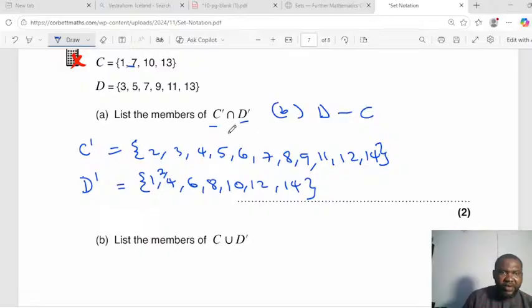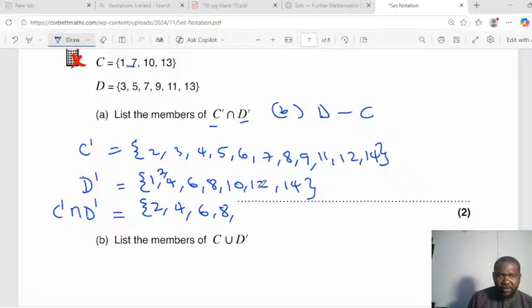The question says we should find C complement intersection D complement. So we want to find what is common between C complement and D complement. So this is what you are going to do. Intersection means what is common. So the first number I can see that is common, 2 is common, 4 is common, 6 is common, 8 is common, 12 is common, and 14 is common. So this is the answer.